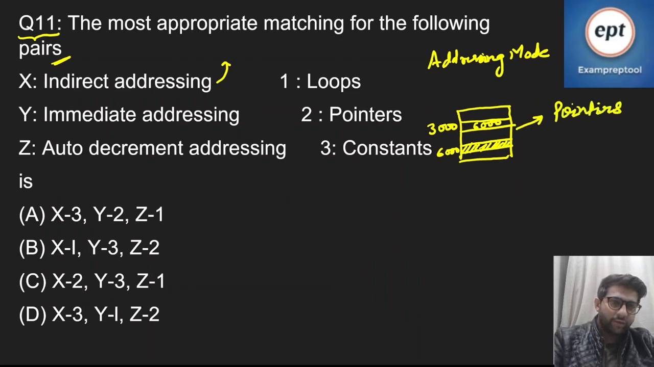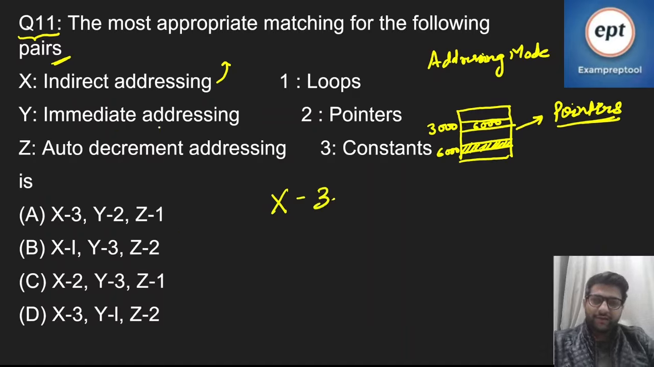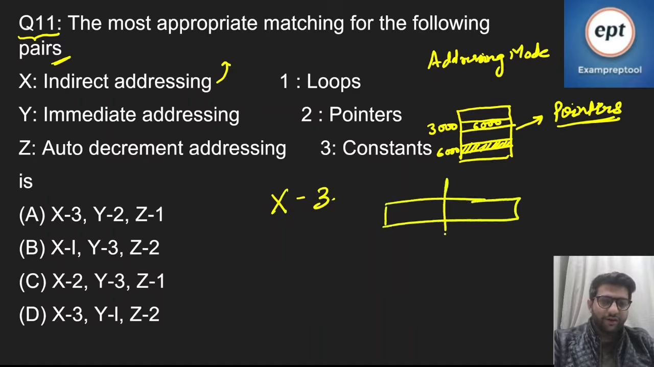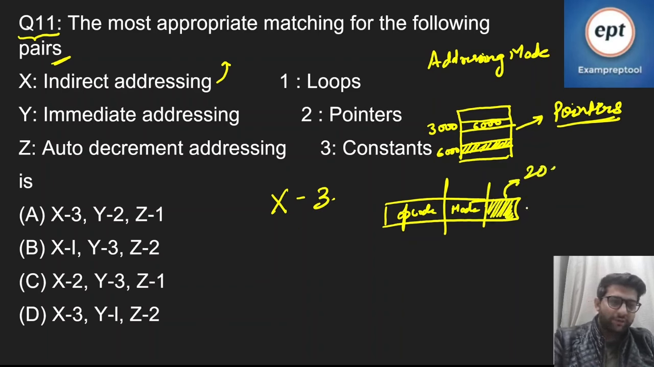I've already told you that indirect addressing mode is used to implement pointers. So x will be matched to 3. The second one is immediate addressing. So what is immediate addressing? If this is an instruction, the opcode, the mode, and the value will be stored inside the instruction itself. So let's say a value 20 is stored here itself. These types of instructions are used while using constants.